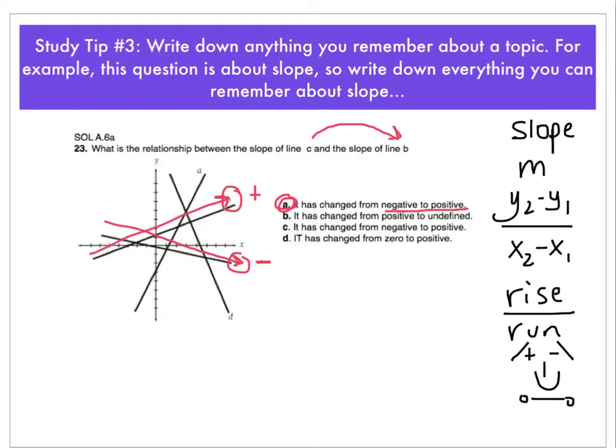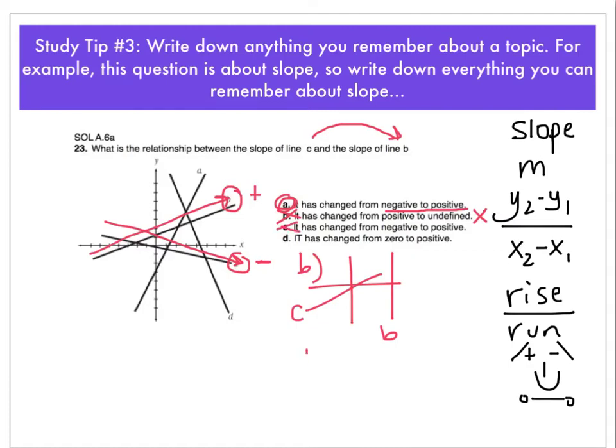It changed from positive to negative, changed from positive to undefined. That would be going from uphill to going to vertical. Okay, so B would be going from uphill to a vertical line. So it would be like this was C and this was B. So that's not it. Change from negative to positive. No, that's the opposite of what it did.